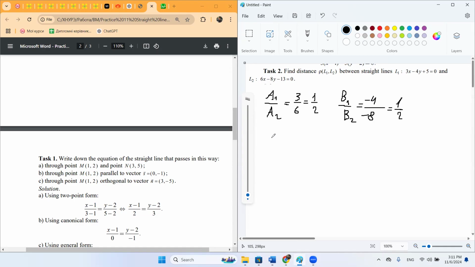Also, we need to verify C as well, because if the proportion is the same, it will mean that lines L1 and L2 are matching. But here we already see that it is not equal to 1 second, so L1 is parallel to L2. So it means that we can find the distance between them. Okay, how to find the distance between two lines?